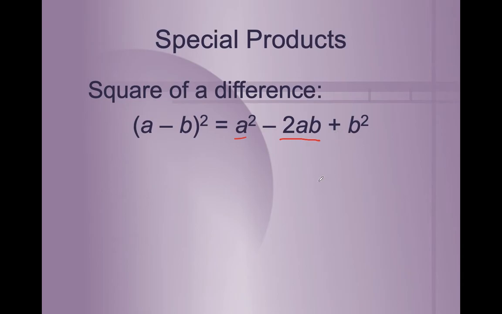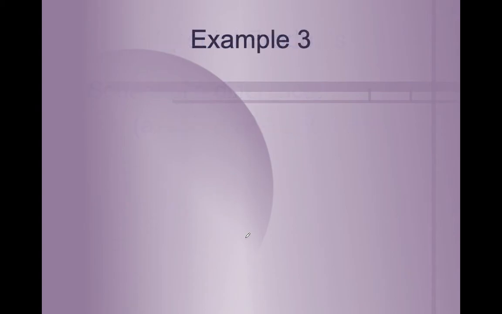So what was the only thing that changed here? Remember, the square of a sum was a squared plus 2ab plus b squared. The only thing that changed between these two squares is that subtraction sign right there. That is the only thing that changed. Okay, so that'll help you to memorize this one a little bit easier.